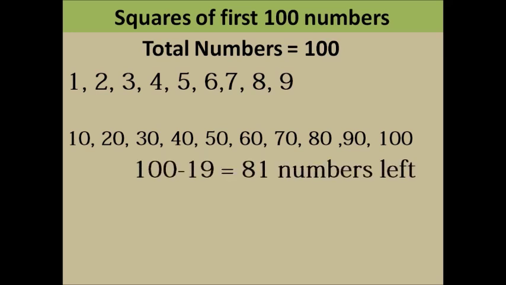So actually in the first 100 numbers you have to learn 81 numbers, because you already know the squares of these 19 numbers which are written above. So you are left with 81 numbers. Now we'll start the method, and do watch this video till the end.